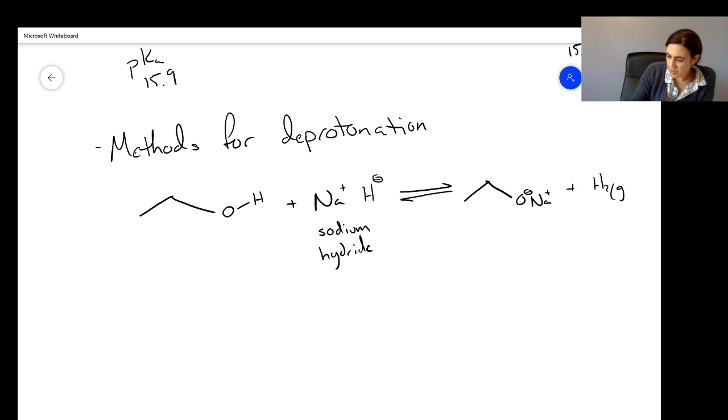And that will generate hydrogen gas. So this was, again, another driving force for the formation of your alkoxide. We can also look at pKa's. This is 15.9. The pKa here is roughly 36. So this reaction will be driven towards the product side, both due to the release of gas and because of the pKa's. You can also use metals.